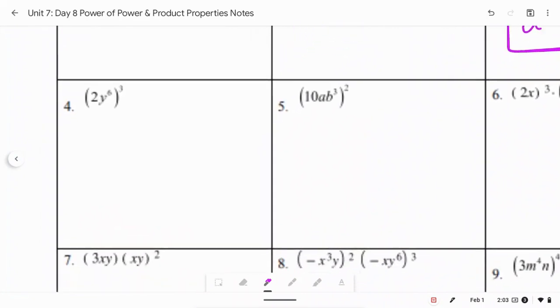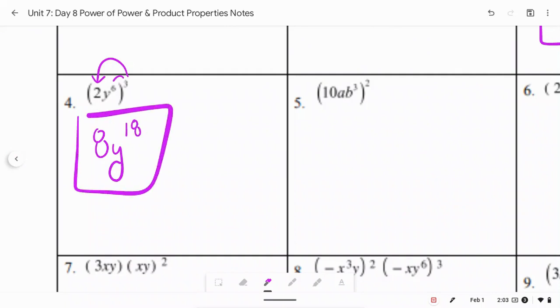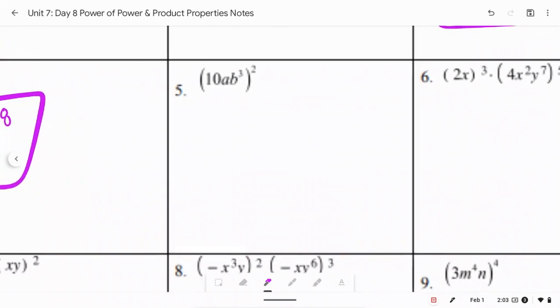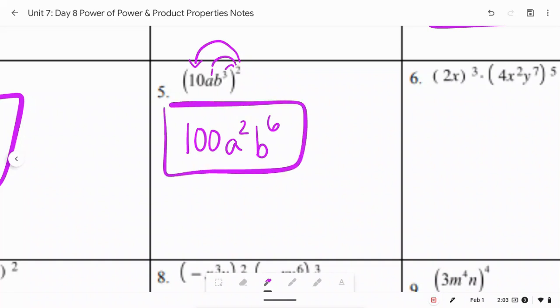In example 4, we're going to distribute the 3rd power, so 2 to the 3rd power. In the calculator, that's 8, and then multiply the exponents. So 6 times 3 is 18, giving 8y to the 18th. In example 5, we have to do 10 to the 2nd power, which is 100, and then multiply the exponents. So a to the 2nd, b to the 6th, and then that would be your final answer.